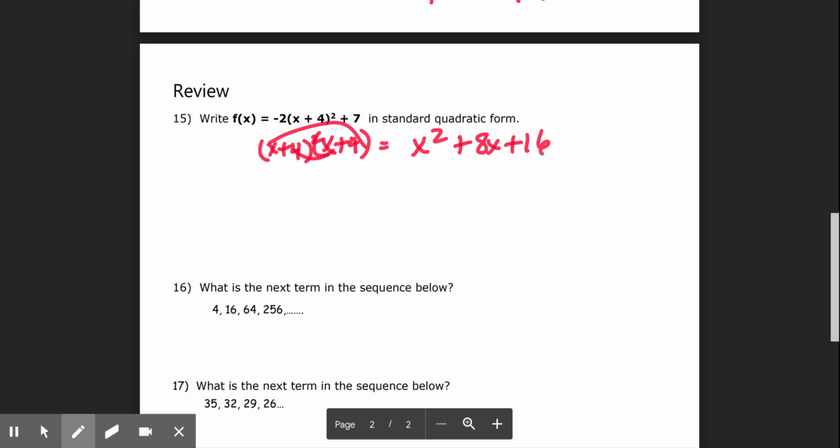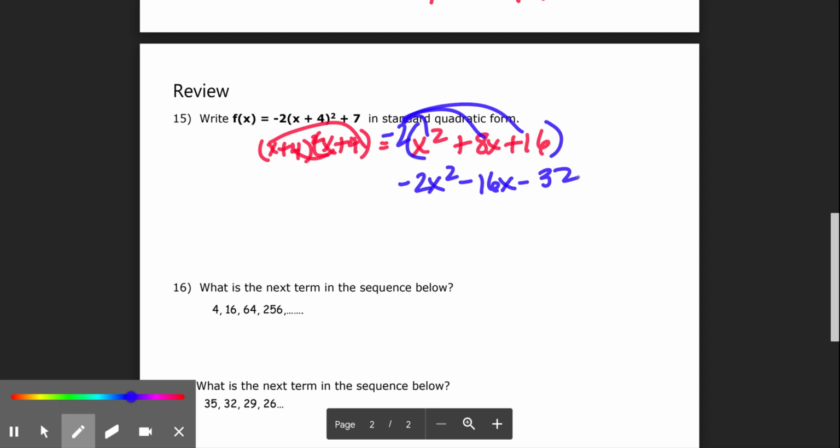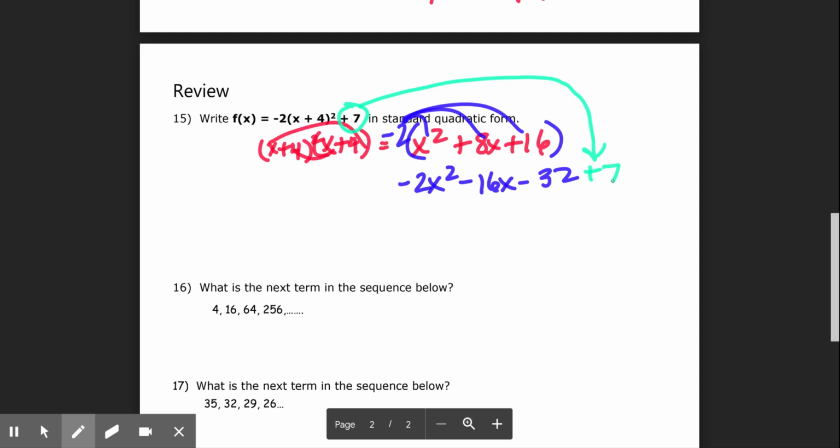Then what I have to do is multiply by the negative 2. So negative 2x squared, and then negative 2 times 8 is negative 16x, and then negative 2 times 16 is negative 32. And then what I have to do is add 7. I'm going to come around here, I'm going to put plus 7. So my final answer would be negative 2x squared minus 16x minus 25.